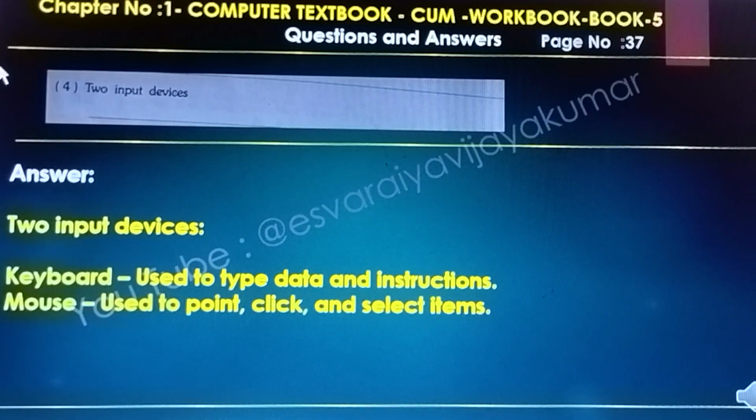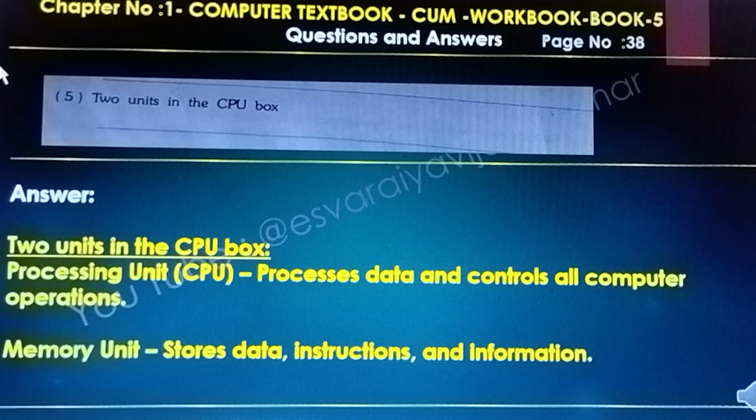Question number 4. Two input devices: keyboard and mouse. Keyboard is used to type data and instructions. Mouse is used to point, click and select items. Question number 5. Two units in the CPU box. Processing unit: CPU processes data and controls all computer operations. Memory unit: stores data, instructions and information.